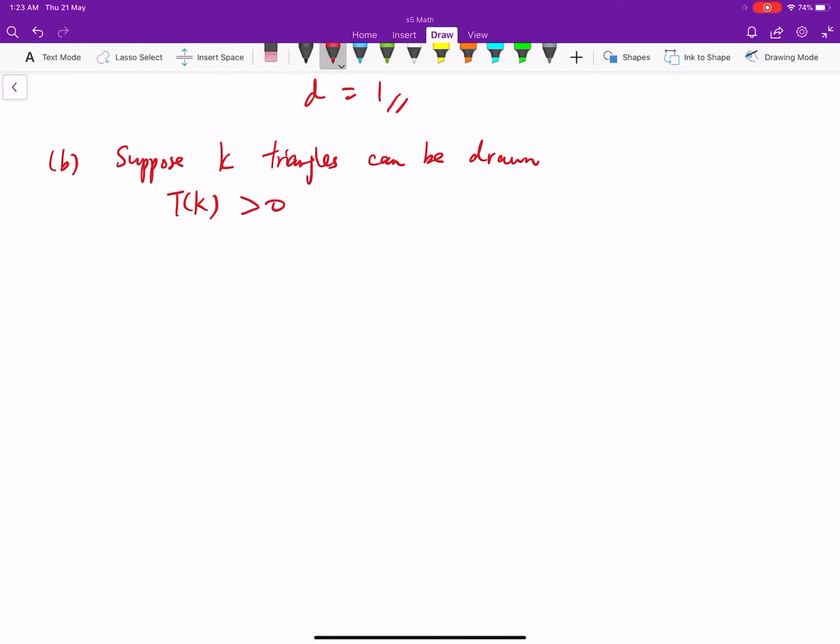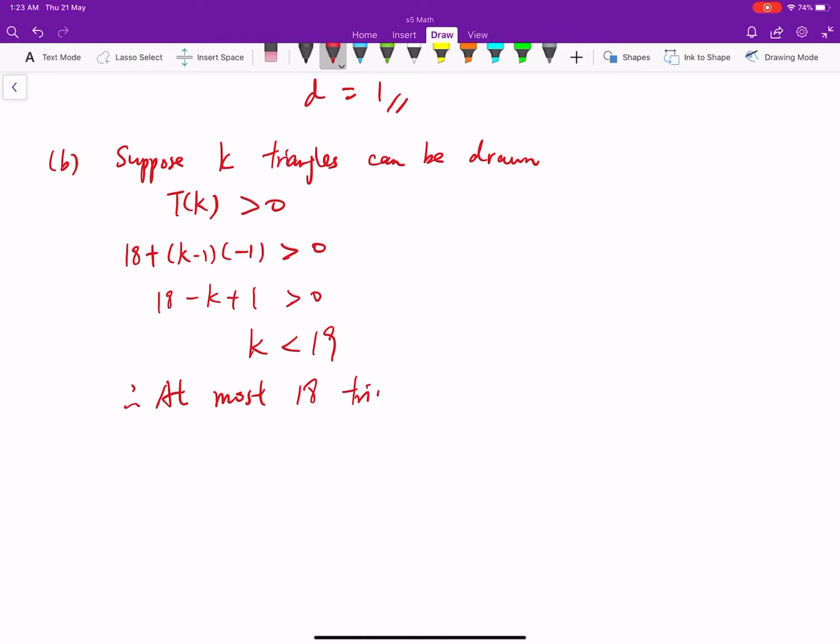Okay, so in this situation we can find K. A plus K minus 1 times d, where d is negative 1, and then we get this one. So we just expand it. Then here we get K is smaller than 19. So at most 18 triangles can be drawn.